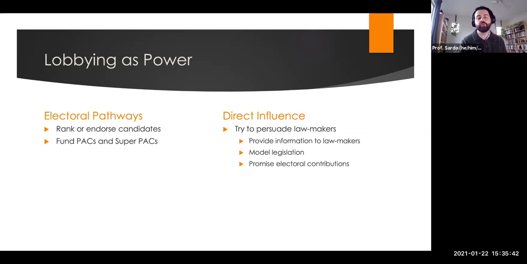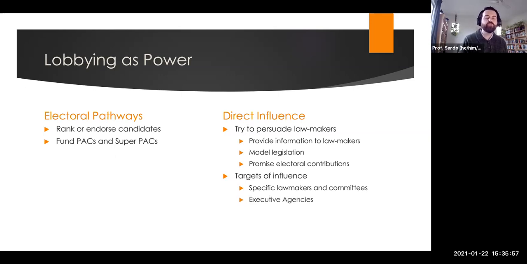And they can also promise electoral contributions, right? If you vote against this bill, we can make sure that we give you lots of money for your next campaign. So often they're targeting specific lawmakers on specific committees, but they can also try to influence executive agencies. When we talk in a few weeks about the federal bureaucracy, one thing lobbyists can try to do is, rather than affecting how the law gets written, lobby the people who enforce that law and affect how strictly or how leniently that law gets enforced. They also can try to lobby the judicial branch of government.